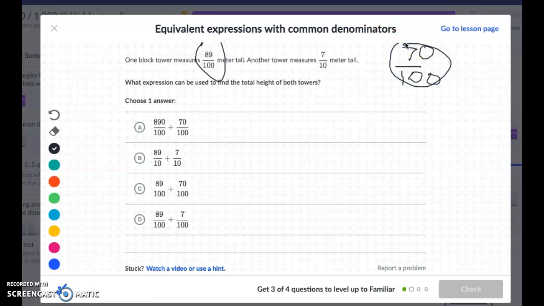So that's going to be my first thought, and I just need to see if that is an option here. So 89 over 100 plus 70 over 100. I'm not quite sure why their fraction bars didn't show up there, but I think that's still the correct answer there.